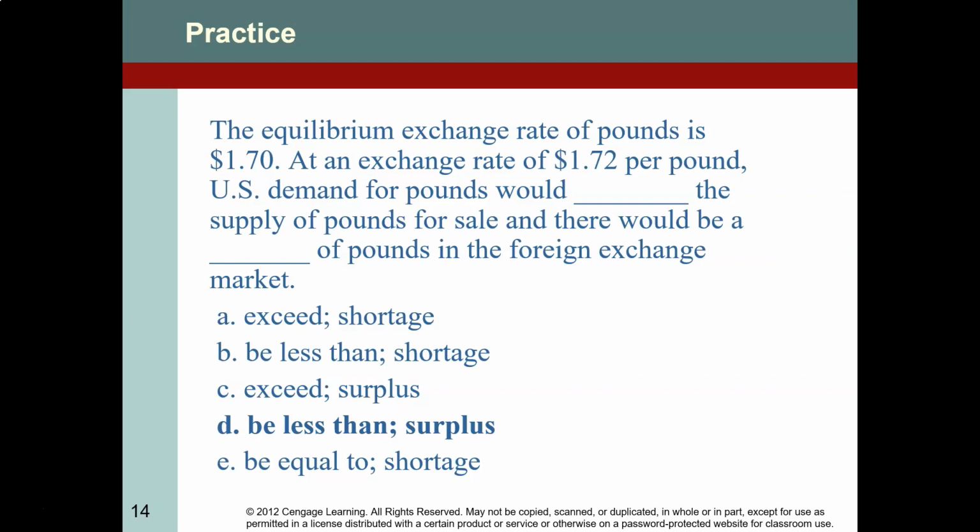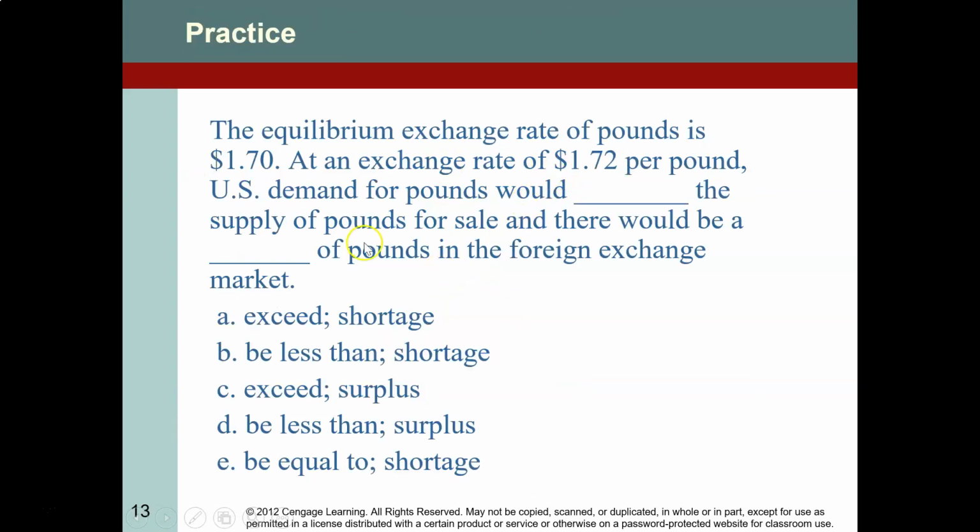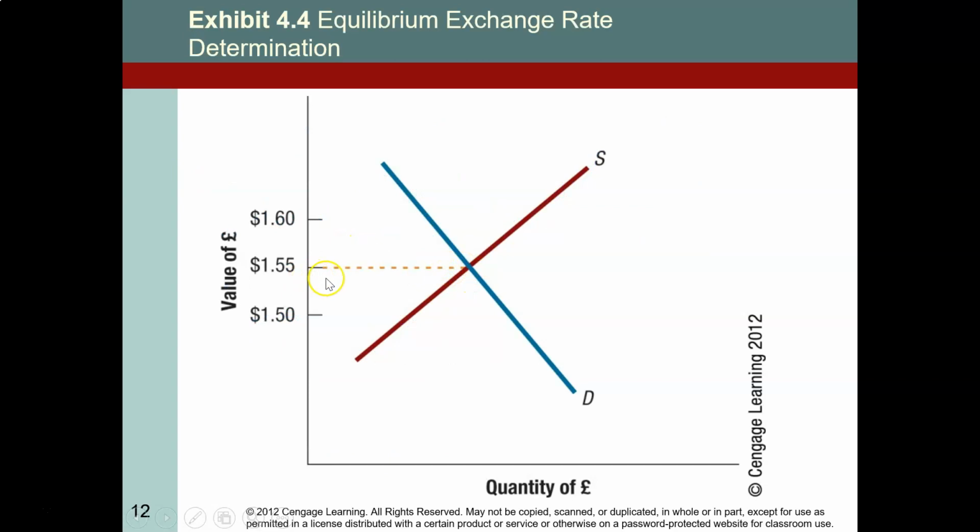Okay, so if you want to show this question on this graph here, the question is telling us that the equilibrium point is 1.7 instead of 1.55. Now our price goes up to 1.72. So the quantity demanded goes down, and the quantity supplied goes up. At this level, when supply is higher than demand, there's a surplus in the market.